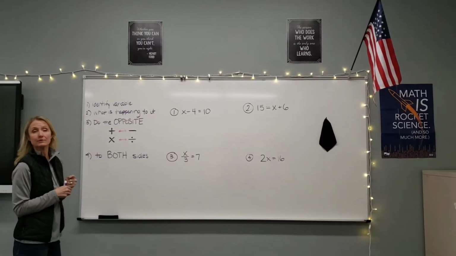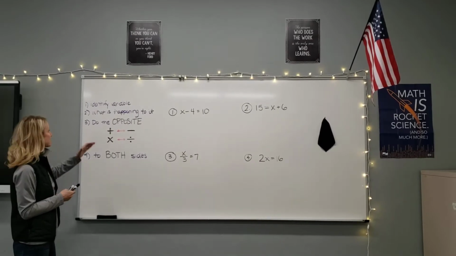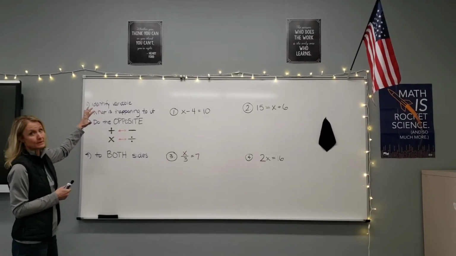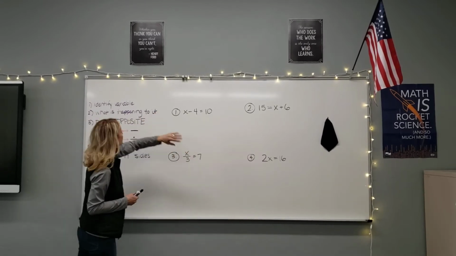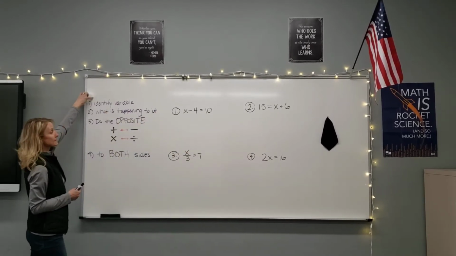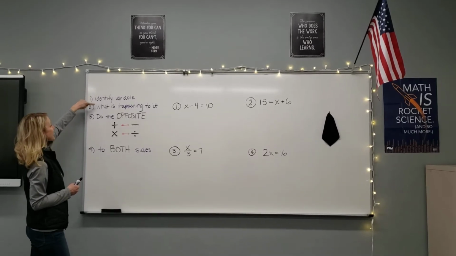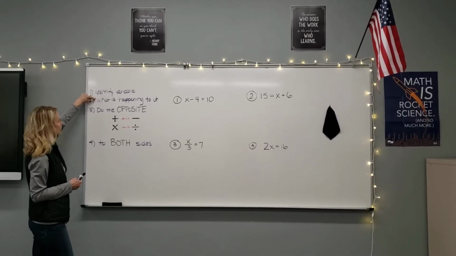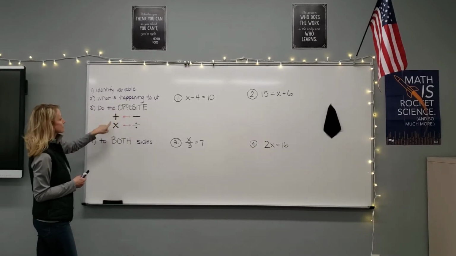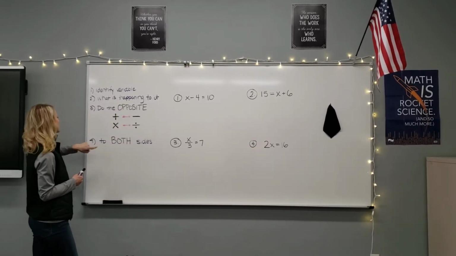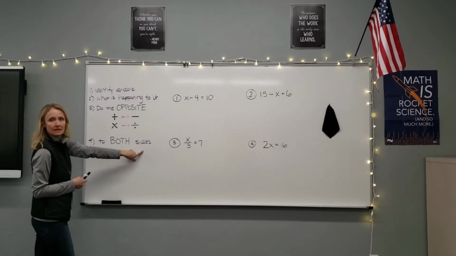We're doing some review. We're going back to one-step equations, so they should be review for you, but here's a quick reminder. When you're doing one-step equations, which look like these here, you're going to identify the variable. You're going to ask yourself the question, what is happening to the variable? And then you're going to do the opposite. Okay, so plus and minus are opposite, multiply and divide are opposite, and then you have to do it to both sides of the equal sign.